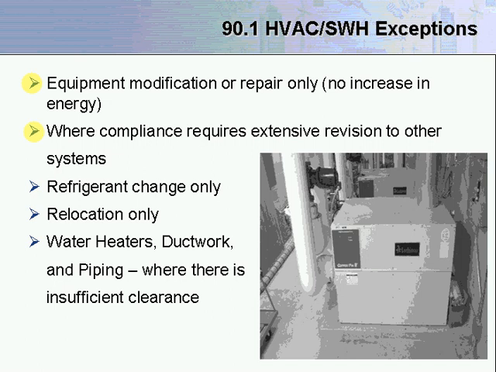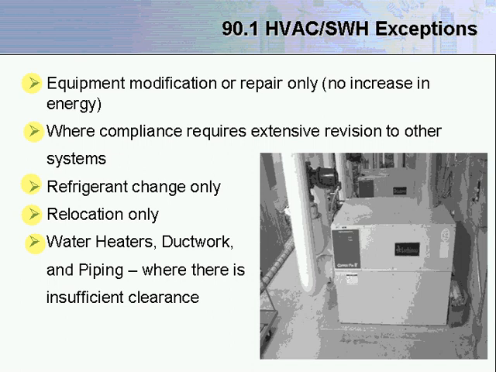If you're just changing a refrigerant on a piece of equipment, say the refrigerant on a heat pump system, compliance is not required. If you're relocating a piece of equipment, for example, taking a rooftop unit, moving it to another part of the building to serve a different zone, that does not trigger any compliance. Also on water heaters and ductwork and piping for water heaters and systems, if there's insufficient clearance, say, to meet the insulation requirements, if you simply don't have the room, then you're also exempted in that case. That covers HVAC and water heating.